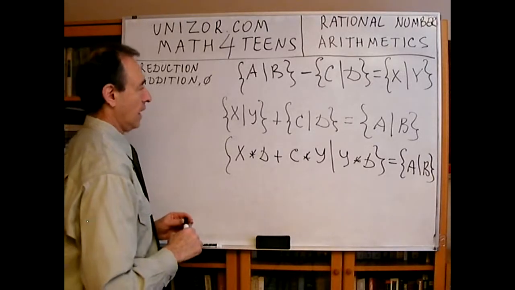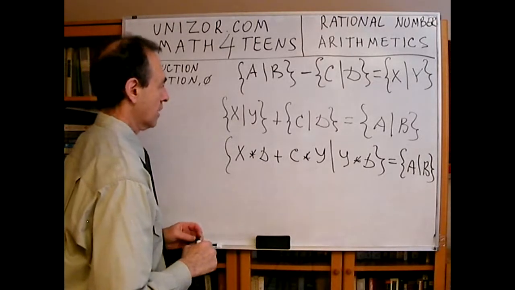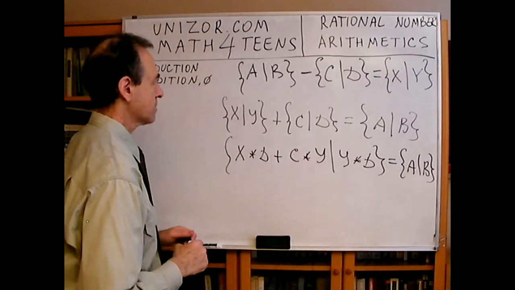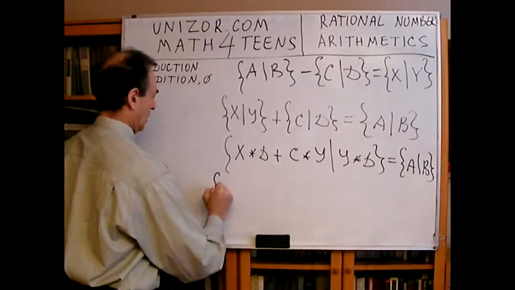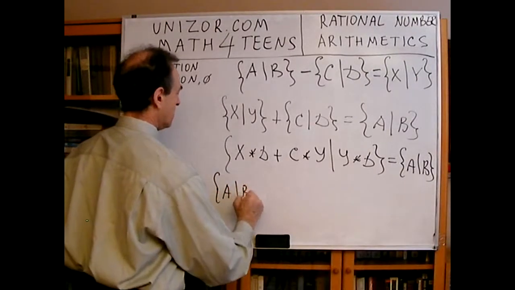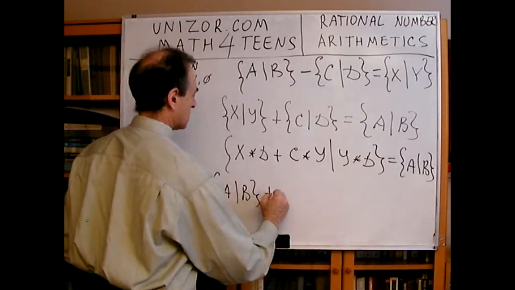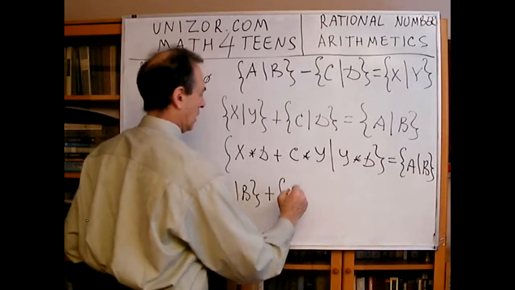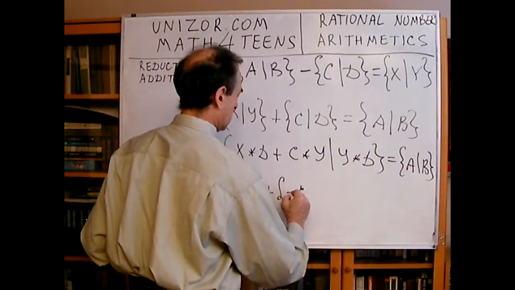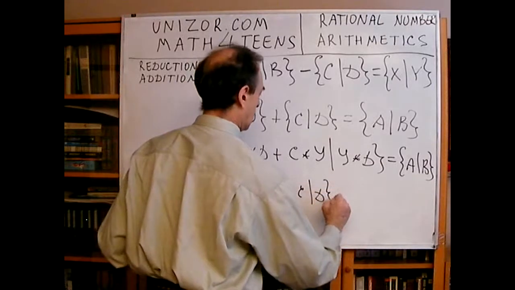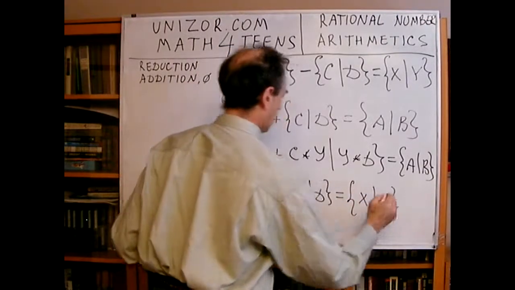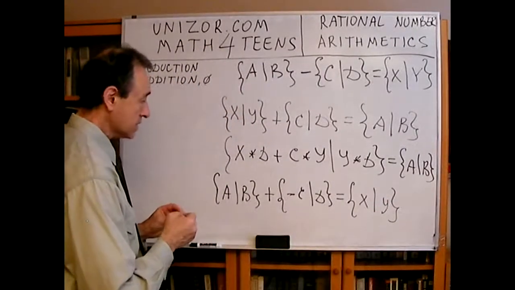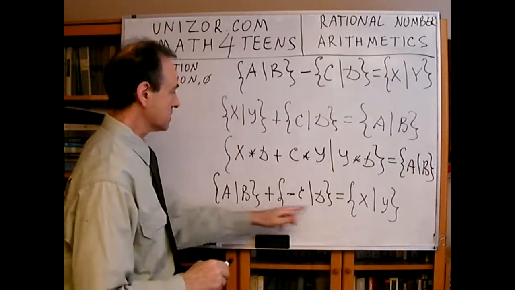Now, as you understand, we would get exactly the same thing if I would do A over B plus minus C over D equals X over Y. Because, again, this is an addition.